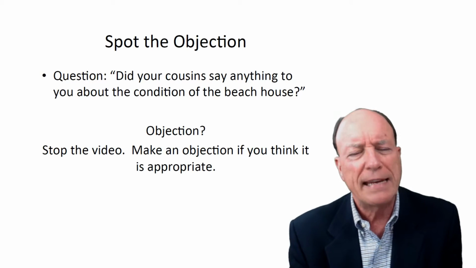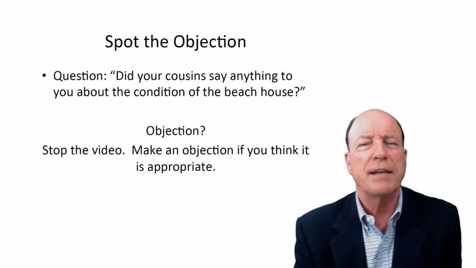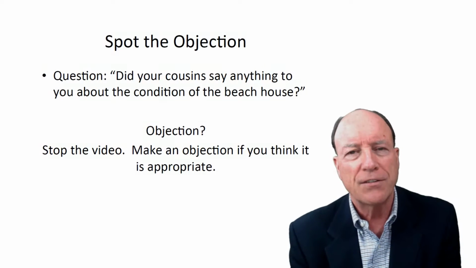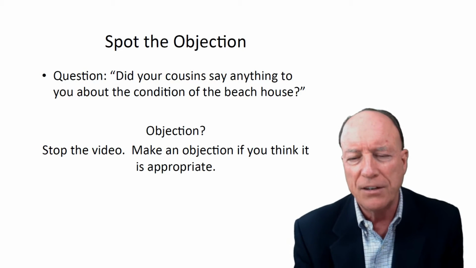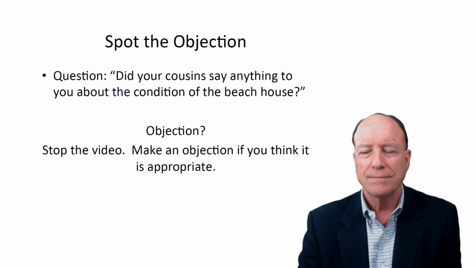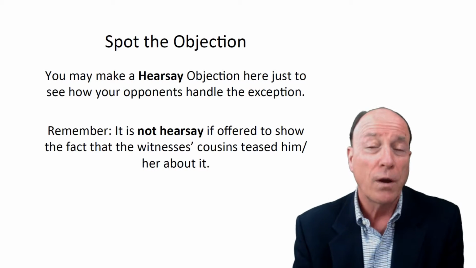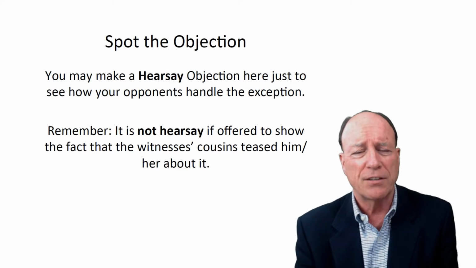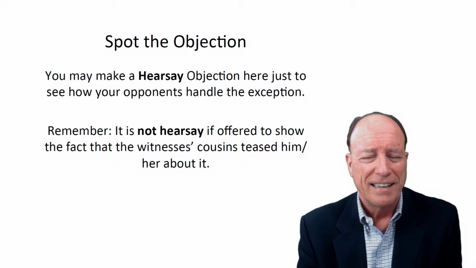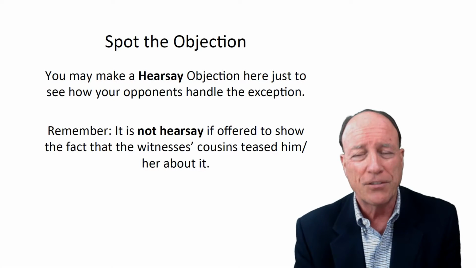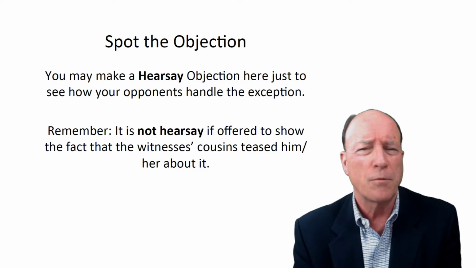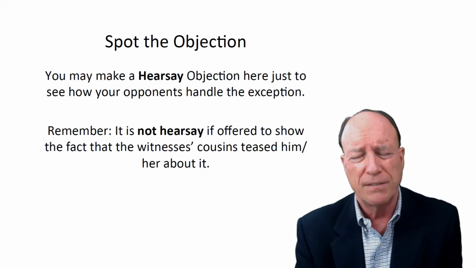Here's your next question. Did your cousins say anything to you about the condition of the beach house? I'll repeat it. Did your cousins say anything to you about the condition of the beach house? Would you make an objection? Well, you may make a hearsay objection just to see how your opponents handle the exception. It's not hearsay, remember, if it's offered to show the fact that the witness's cousins teased him or her about the condition of the beach house.